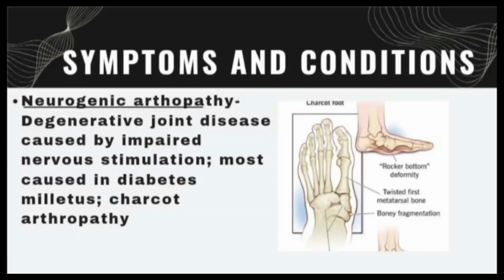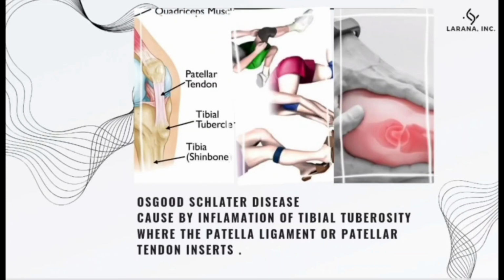Next is neurogenic arthropathy. It is a joint disease caused by impaired nervous stimulation, most commonly caused by diabetes mellitus, or Charcot arthropathy, meaning a rapidly destructive arthropathy due to impaired pain perception and position sense, which can result from various underlying disorders.